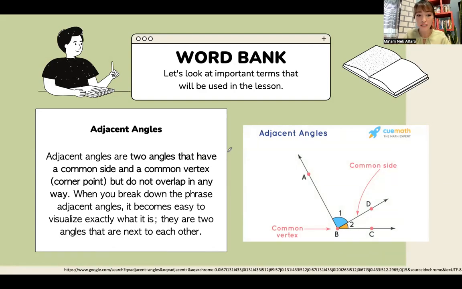When you break down the phrase adjacent angles, it becomes easy to visualize exactly what it is. They are two angles that are next to each other. Look at this figure. We have the common vertex, which is B. We have angle ABC, and they have an interior ray, which is ray BD. Therefore, we have two formed angles, angle 1 and angle 2. So meaning angle ABD is adjacent to angle DBC.